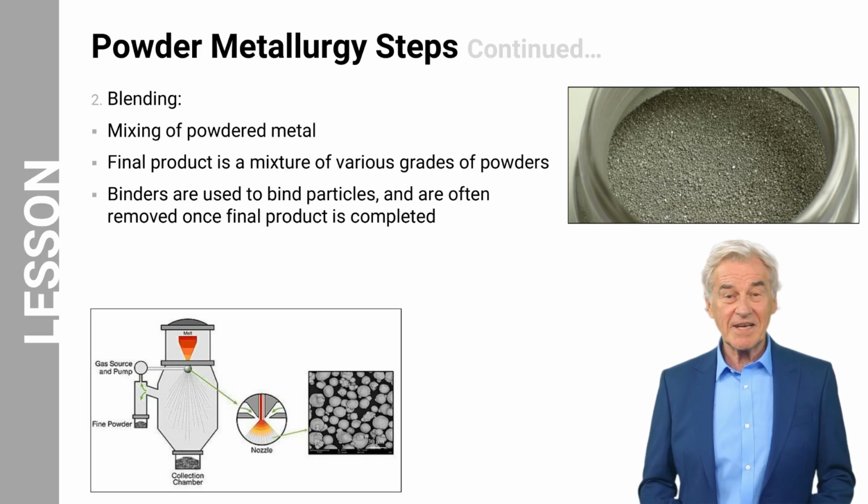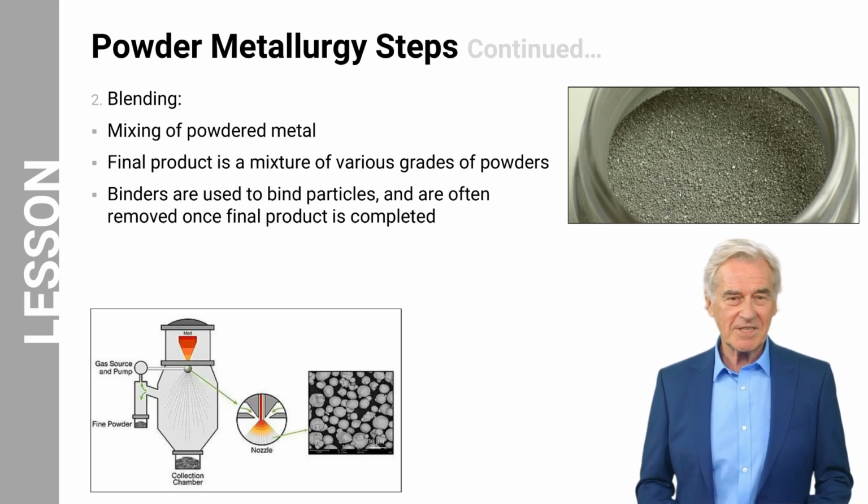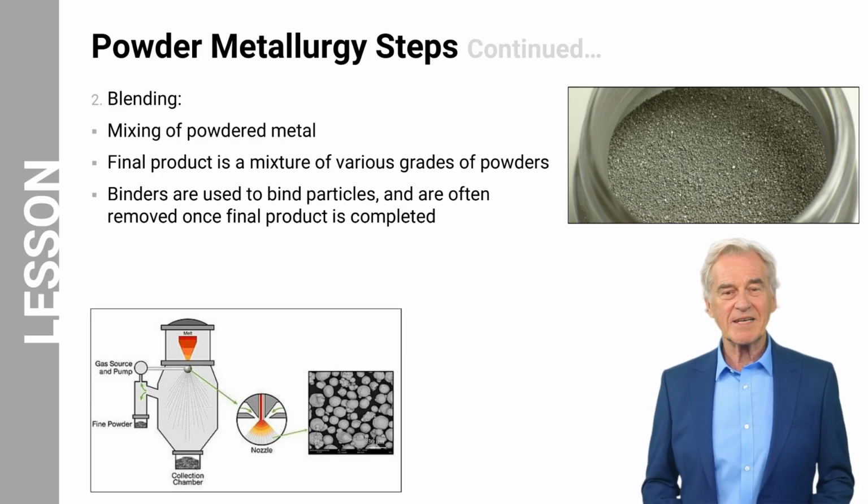Once the metals are powdered, they are mixed together so that the final product has the desired properties. The mixing process is also known as blending. The final product is a mixture of various sizes and grades of powders, along with certain binders and lubricants so that the required chemical, as well as physical properties, are obtained. Binders are used to bind the various types of particles and are often removed once the final product is completed.